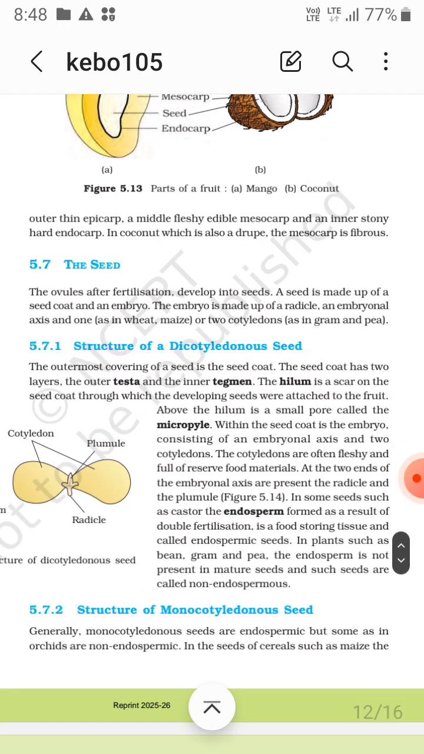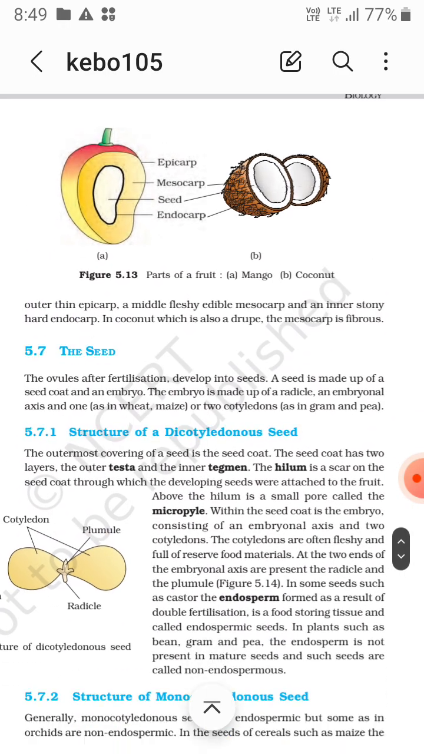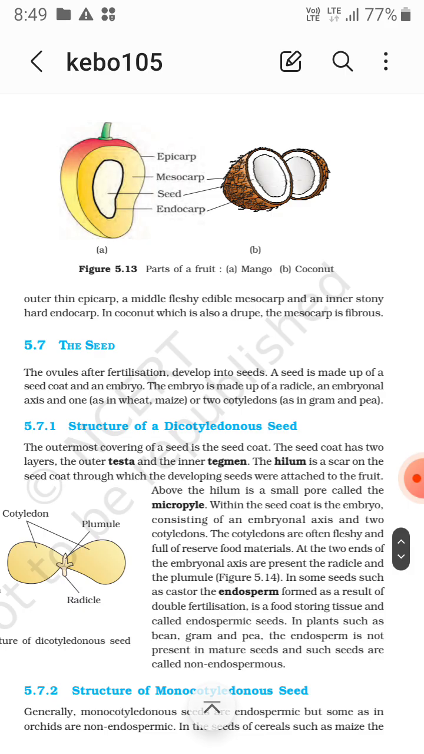Now, talking about the seed. Inside the fruit there is a seed. The ovules after fertilization develop into a seed. A seed is made up of a seed coat and an embryo.